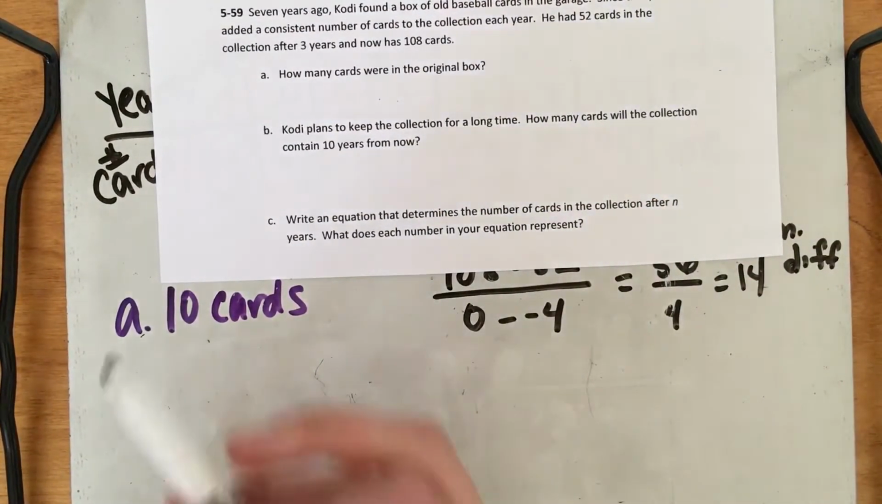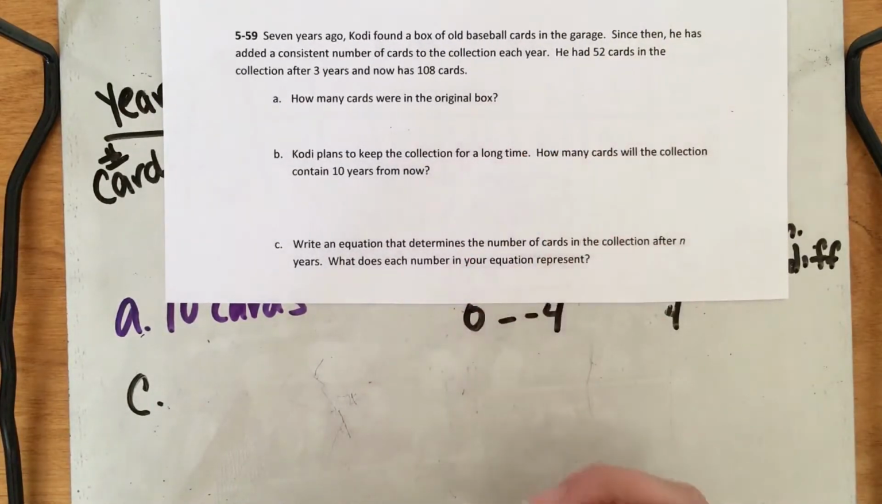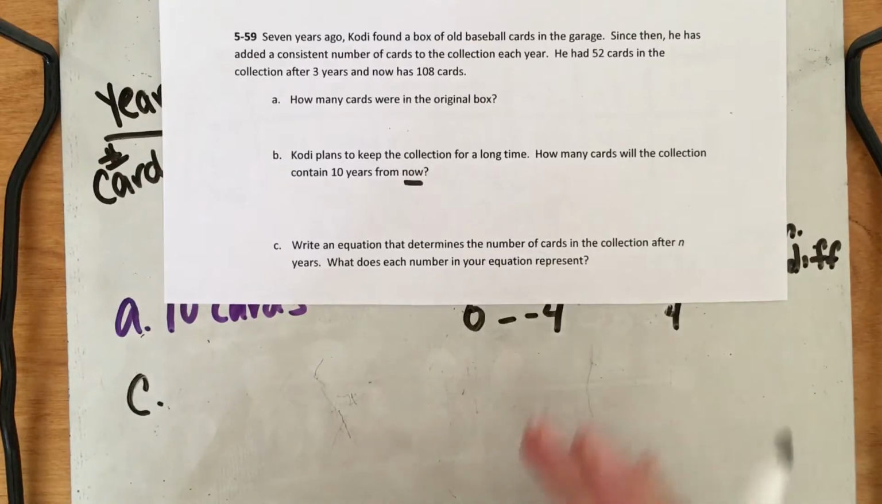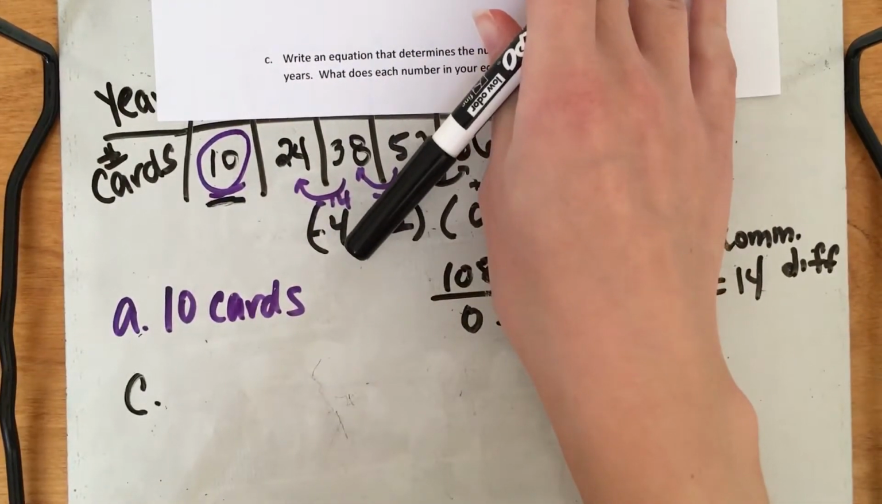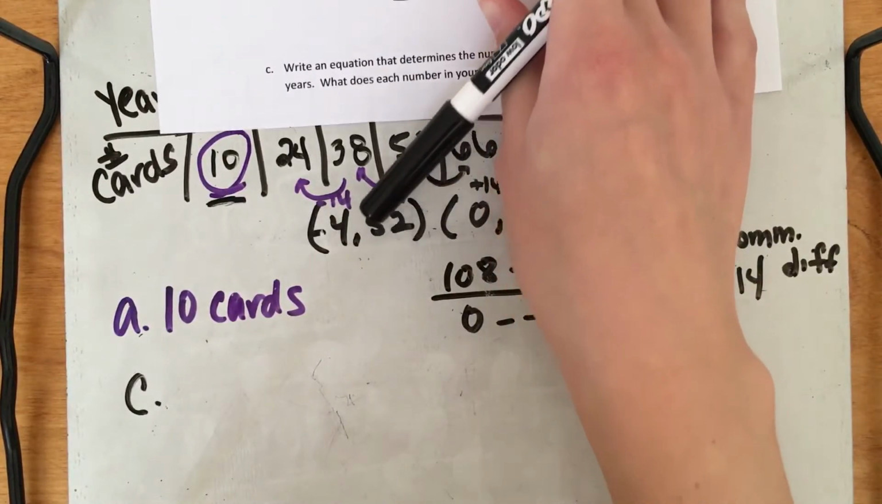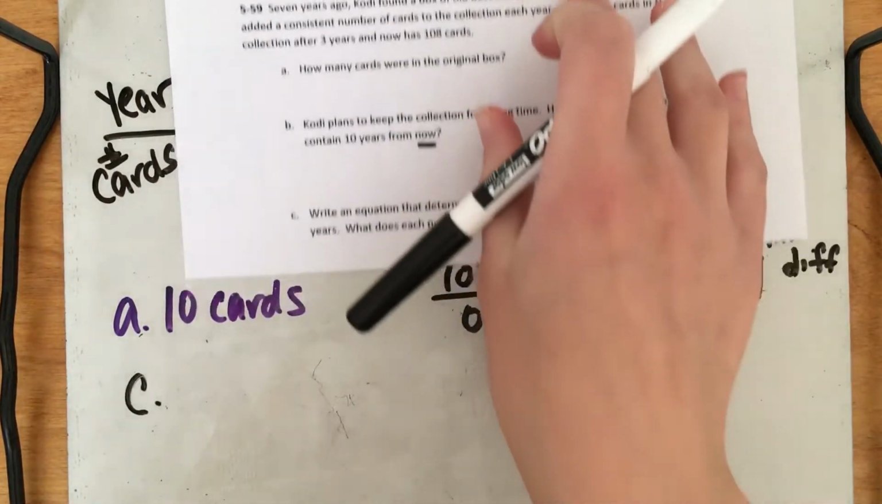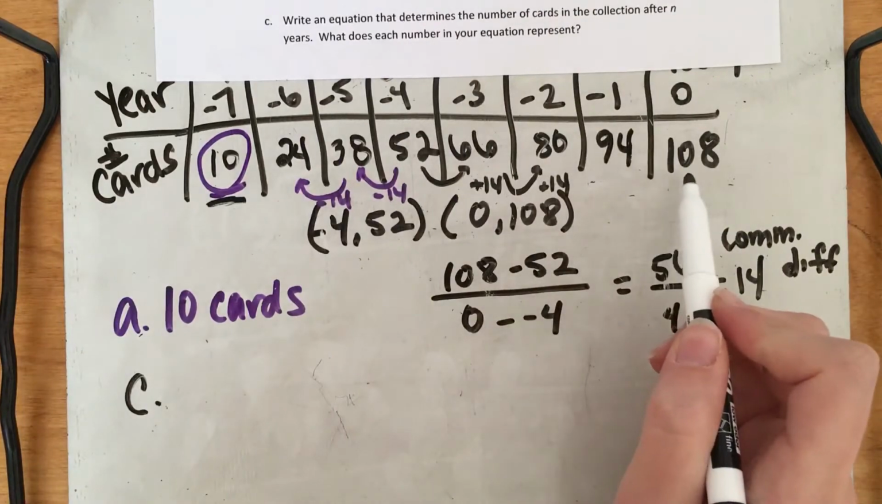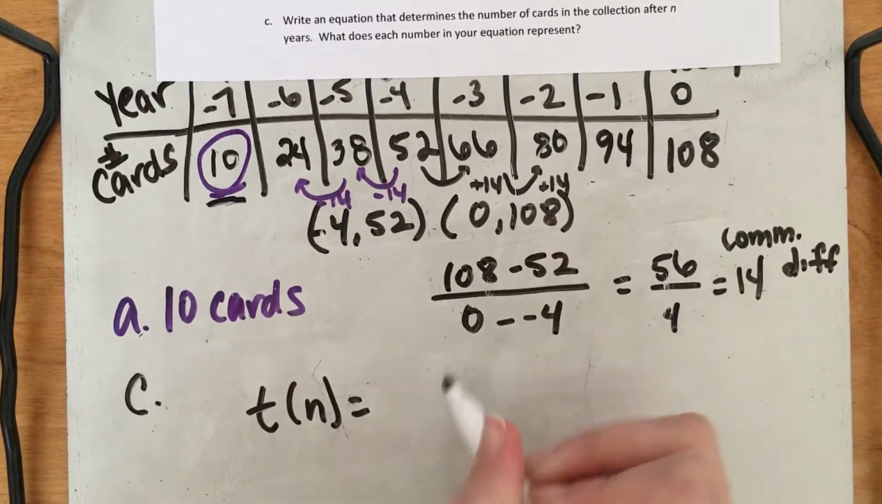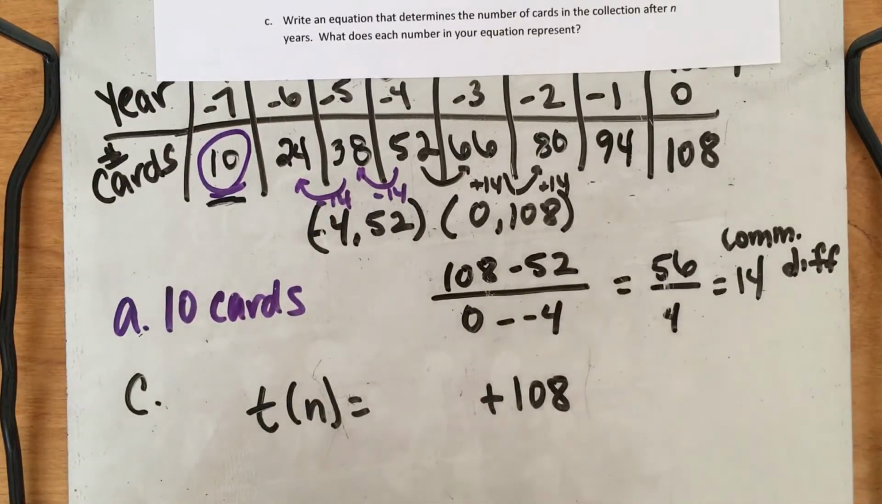So I'm going to go down here and write part C. And it wants to know from now, first of all. Let me back up here. It says it wants to know from now. So we're going to make our equation starting from today being the starting point rather than the 7 years ago. So that's what we're going to do. So from right now, how many cards he has. Okay. So my starting value is going to be 108 here. So I'm going to say T of n equals something plus 108. That's how much he's going to start with from today. And the constant, or the common difference, was plus 14, so I have 14n.